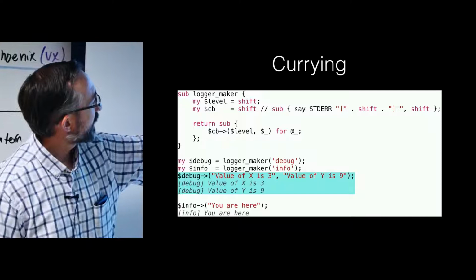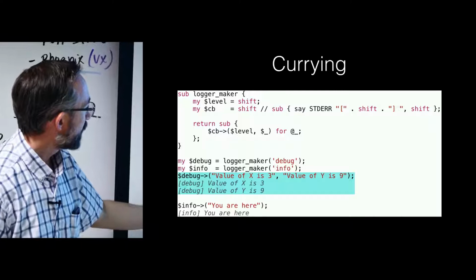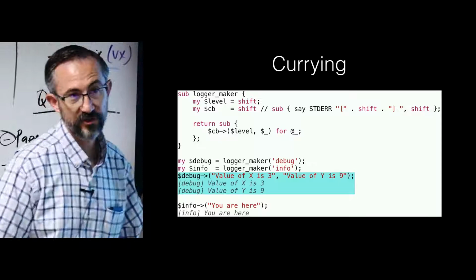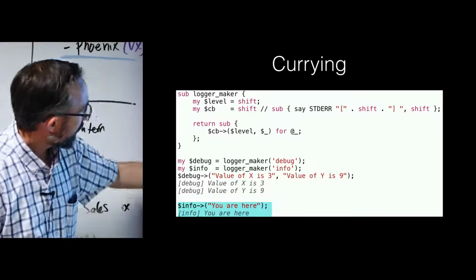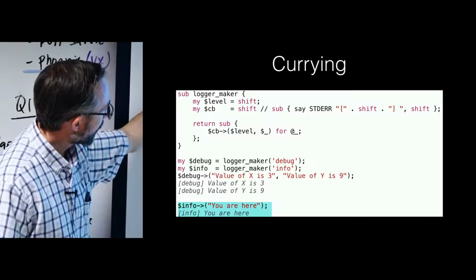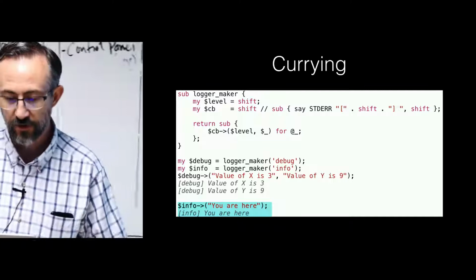So we say debug, and it prints out debug. Now, we didn't have to pass that in because it was passed in when the function was generated. And info works in the same way. We can now just say info, you are here. This is a function. And when we invoke it, because it was created at the info log level, that was captured here, this function now, when it is called, still remembers level from when it was created. That's called currying.